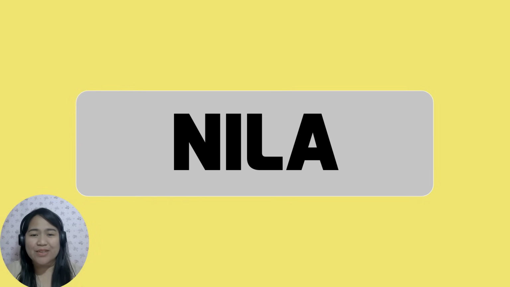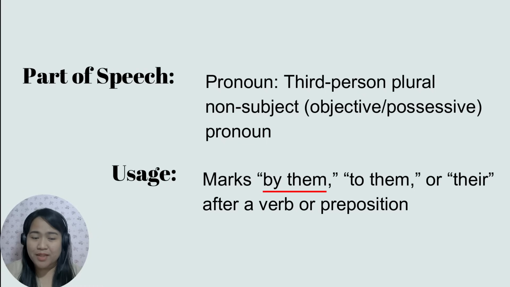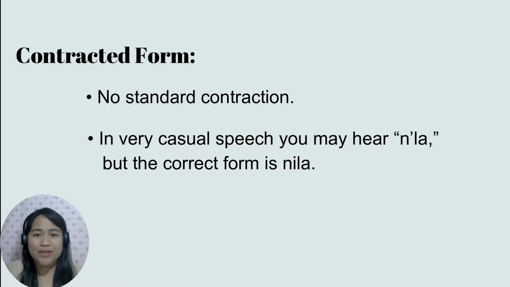Let's learn about the word nila. Yes, so let's have the part of speech and usage. So nila is a third person plural, non-subject pronoun. It marks by them, to them, or their after a verb or preposition. There's no standard contraction of nila. In very casual speech, you may hear la or nla, but the correct form is nila.